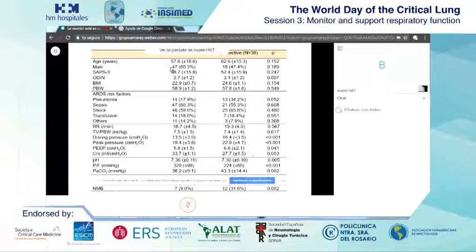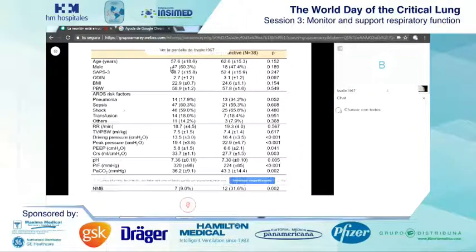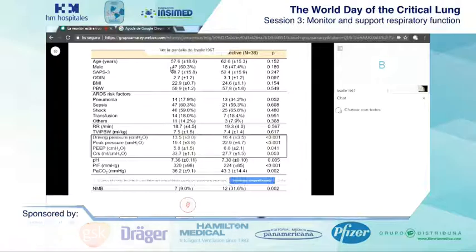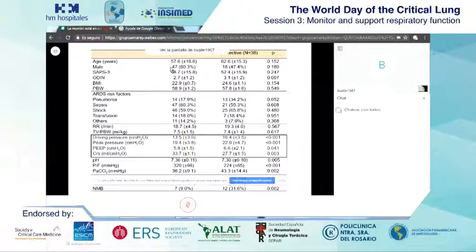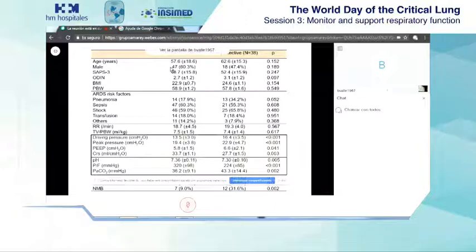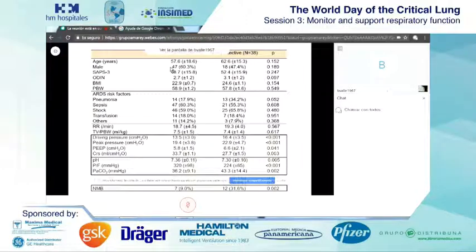At baseline, both groups had similar features regarding age, severity scores, BMI, and the predicted body weight. Patients on non-protective mechanical ventilation had, of course, higher levels of driving pressure, but also higher levels of peak pressure and PEEP, and their compliance was worse. They had more acidosis, lower PF ratio, and higher levels of PaCO2. In the non-protective group, the patients used neuromuscular blockers more frequently.